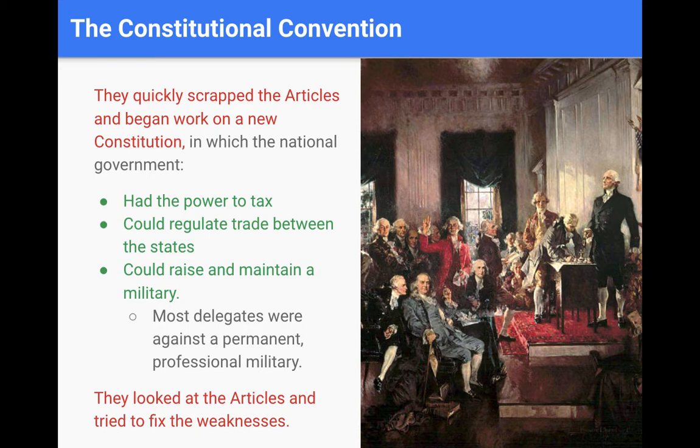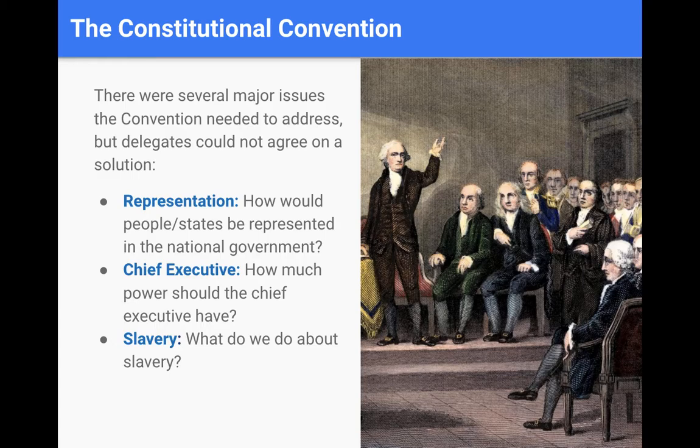But during this convention, what they start to do is say, all right, where did the Articles of Confederation go wrong, and how do we fix it? They look at their failures and ask how to fix these things so that we don't have these issues in the future, or maybe we don't have the same issues. But they're still wary of a powerful national government. A lot of those things that we talked about at the start of the Articles of Confederation still apply.